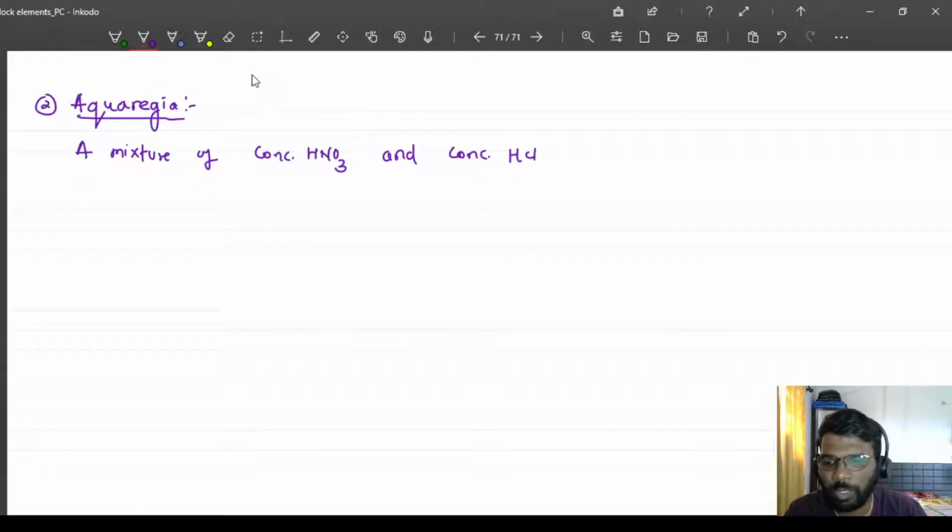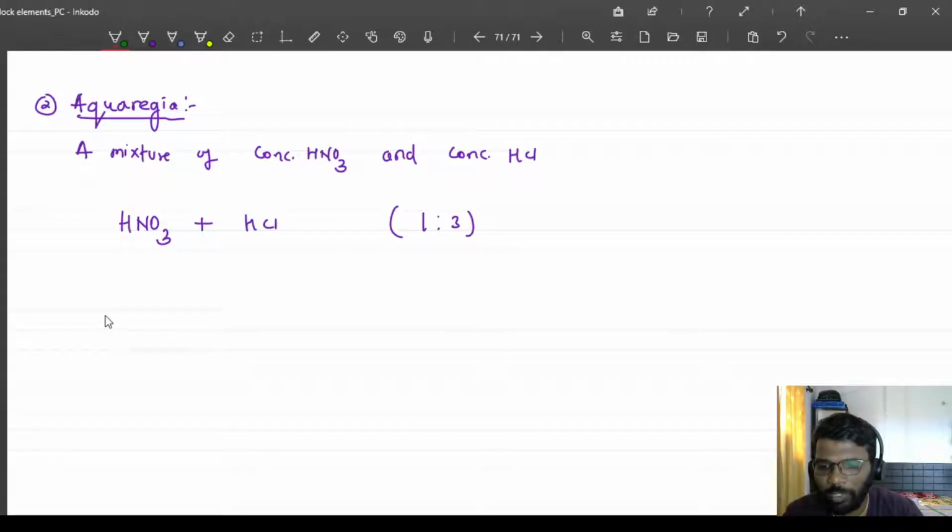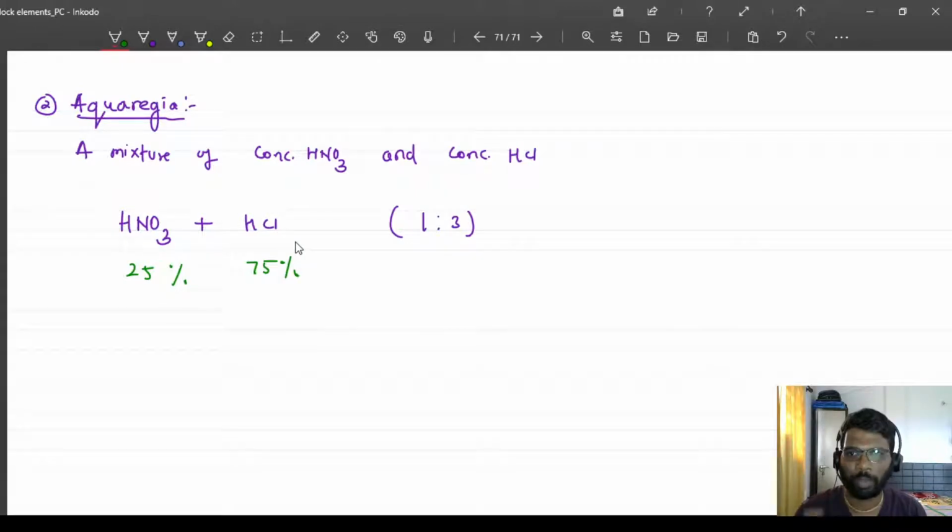Now, what is the percentage? Basically, it is like this: HNO3 and HCl, and the ratio is 1 is to 3. Means if this is 25%, then this should be 75%. So this is the thing about aqua regia.